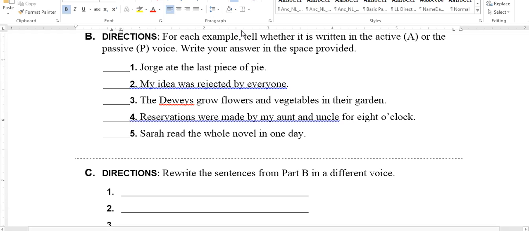In this exercise, just read the head of the question. For each example, tell whether it is written in the active or the passive voice. How do I know that this sentence is written in the active or the passive voice? We will write A for active and P for passive. Let's read the first one.